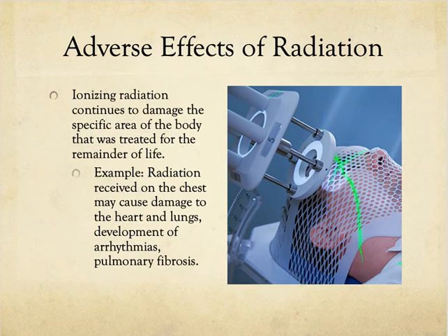Keep in mind, many cancer patients must undergo chemotherapy, radiation, or a combination of the two. Ionizing radiation continues to damage the specific area of the body that was treated for the remainder of life. Techniques are changing and improving the scatter radiation that affects healthy tissue, but adverse effects continue to be documented. For example, if radiation was received on the chest wall, it may cause damage to the heart and lungs. Development of arrhythmias is the most common radiation-associated adverse effect with regard to the heart, and pulmonary fibrosis can also occur due to radiation of the chest wall.